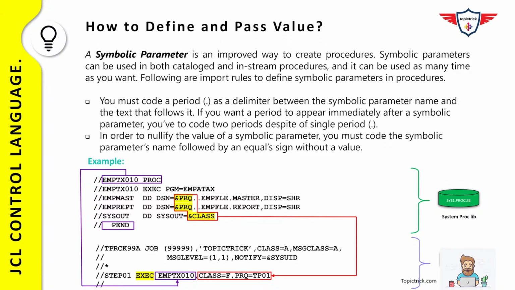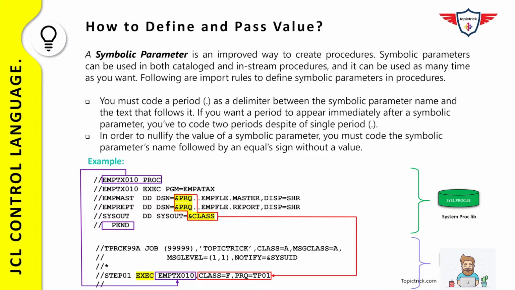The beauty of symbolic parameters is that you can write your procedure in a more generic or generalized way, and it will help you in using those procedures in multiple jobs by only changing the value of symbolic parameters. For example, let's say you have a proc and a job which is running in production, and you want to test that job in your test environment.